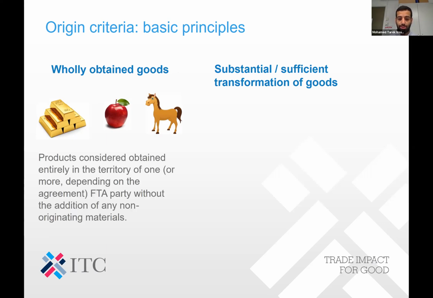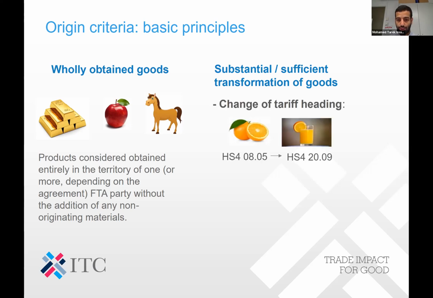That's easy, that's straightforward. But what about more complicated products, so processed food or even manufactured goods? We can take an easy example to explain that. If I have some non-originating ingredients, let's say oranges, and the oranges have grown in Spain, but I now have an orange juice produced in Kenya, could I say that this is a product originated in Kenya?